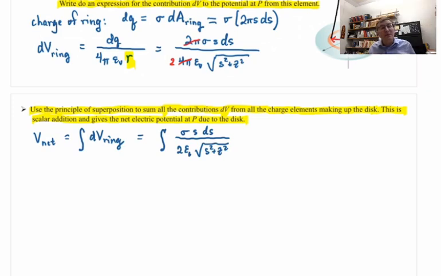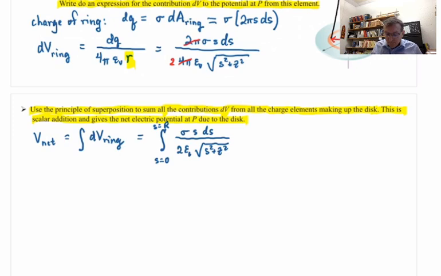Now we've got to get the limits on the integral, right? It's a definite integral. The variable of integration is s, ds, so the limits on the integral have to be s values. We start at the center point, which corresponds to an s of 0, and we end at the outer edge, and that's an s of big R, because that would be the outermost ring at the very edge of the disk.